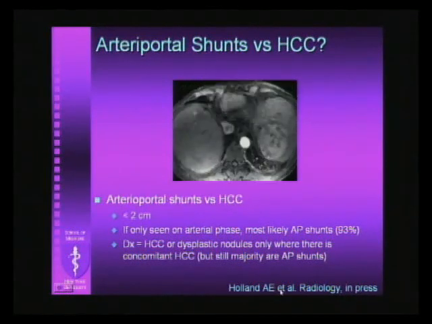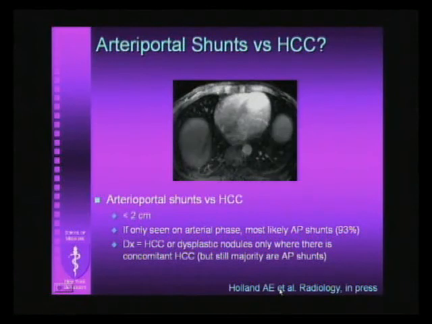Well, Agnes Holland, a former resident in our department, did a very nice study looking at whole liver explants, trying to evaluate the significance of these little arterial phase enhancing lesions. In a study of about 40-some patients with whole liver explants, she found some interesting findings. First of all, if you see these little dots only on the arterial phase, less than 2 centimeters, they're most likely AP shunts. The vast majority of them, 93%, turned out to be AP shunts.